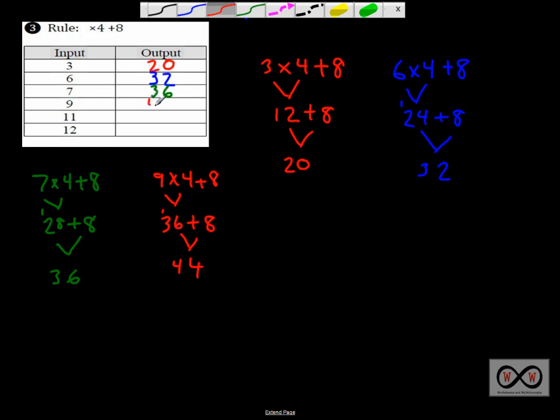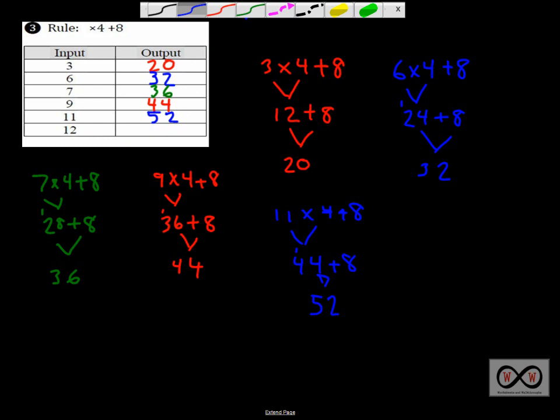Moving right along here. And we'll take a look at this one. We'll input an 11. We apply the rule, times 4 plus 8. 11 times 4 would give you 44. Then we're going to add 8 to that. Let's see, 8 and 4 would give me 12 with a 10. So there's one more 10. 4 plus 1 is 5 tens. So that would give us 52. There it is.